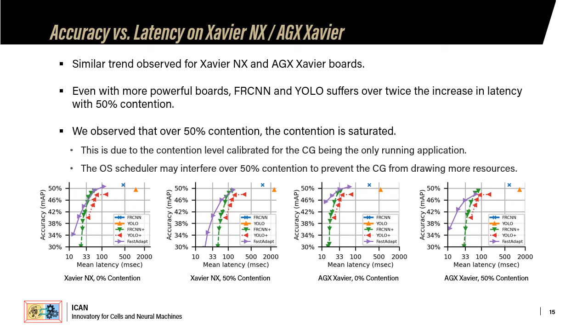YOLO Plus has an accuracy of 44.2% when the latency budget is 20 frames per second. Also, we observed that over 50% contention level, the contention is saturated. We believe that this is due to the fact that the contention level is calibrated under the condition where the contention generator is the only running application. Under real-time environments, the OS scheduler may interfere to prevent the contention generator from drawing more resources while running along with the detection model.